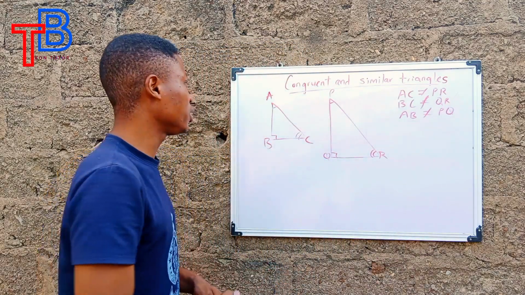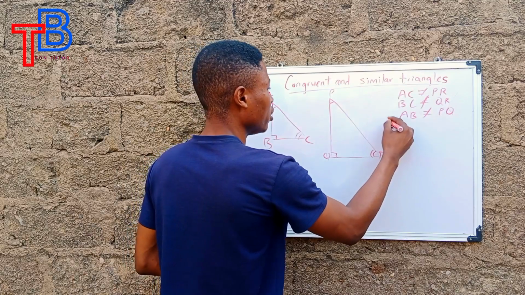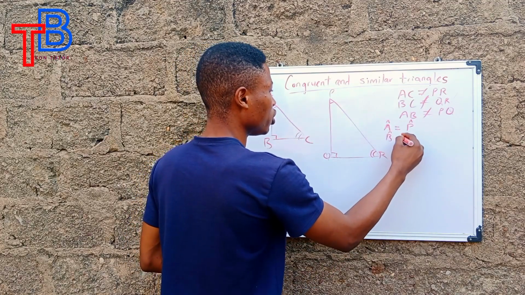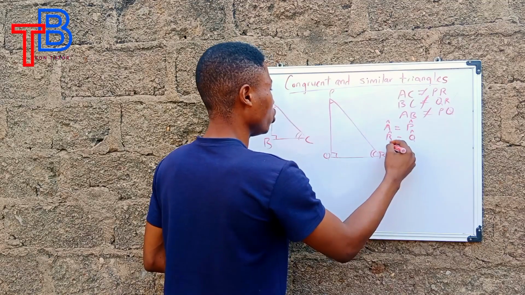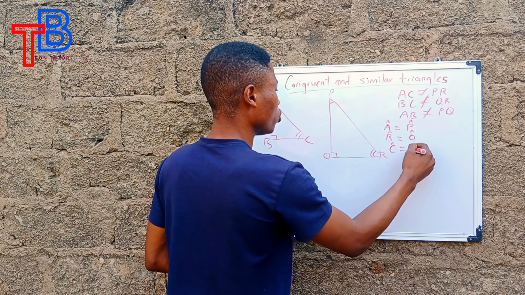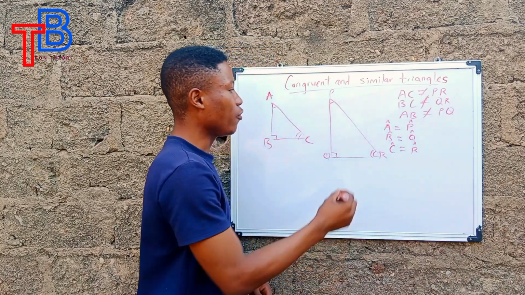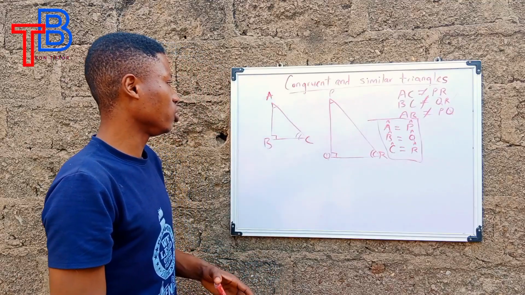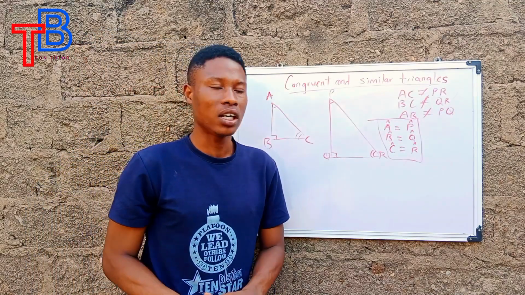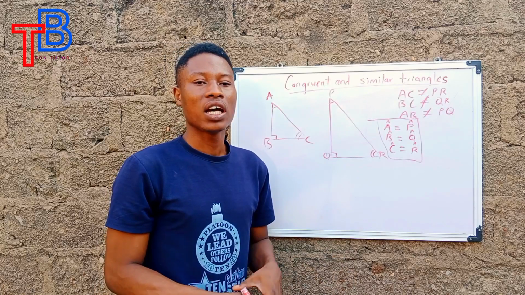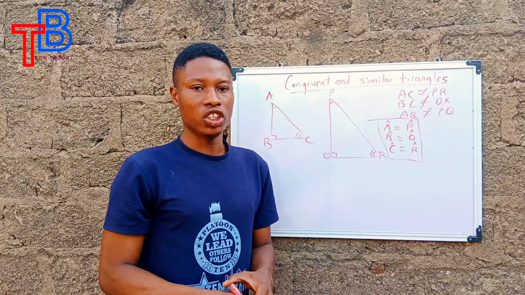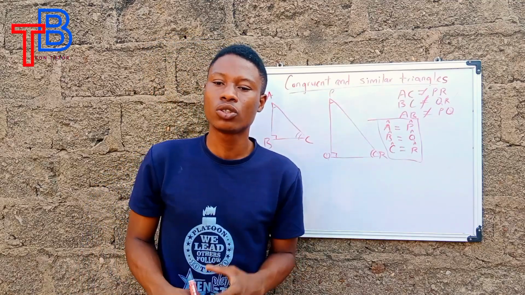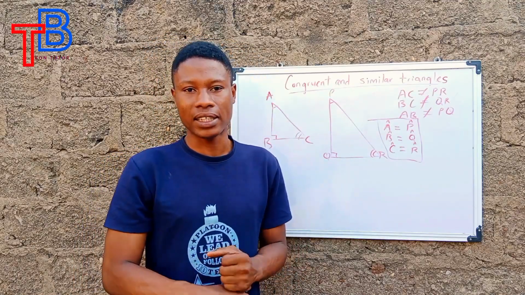But one thing you will notice is that your angle A is equal to your angle P, your angle B is equal to your angle Q, and your angle C is equal to your angle R. Therefore, since this condition has been met, whereby all the three angles in those triangles are equal to each other, we can say the two triangles are similar to each other. And because of their similarity, that leads us to what we call a corresponding side.